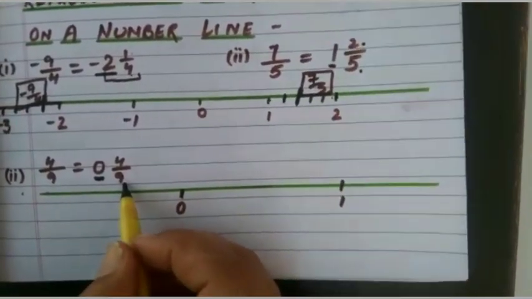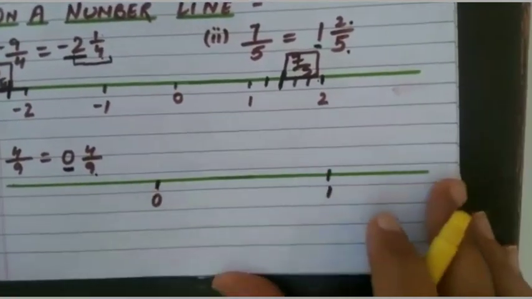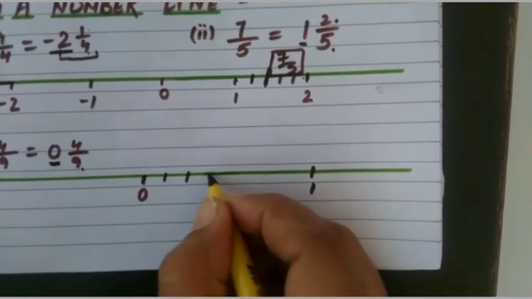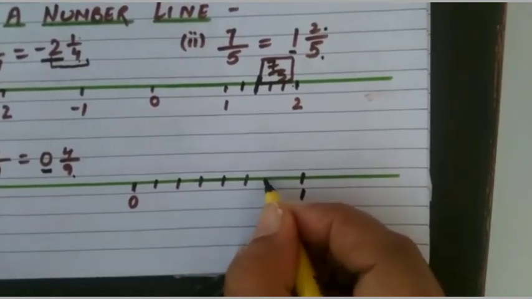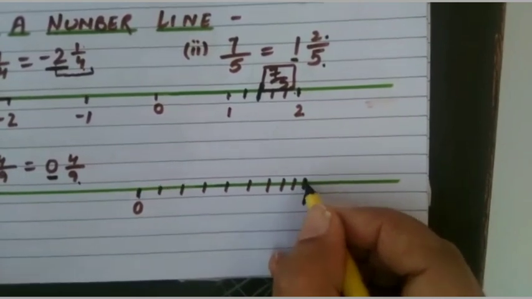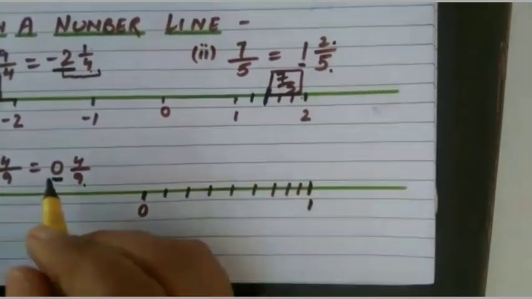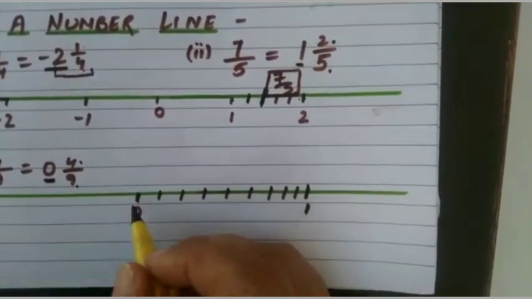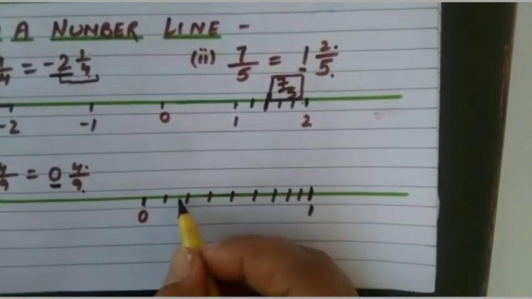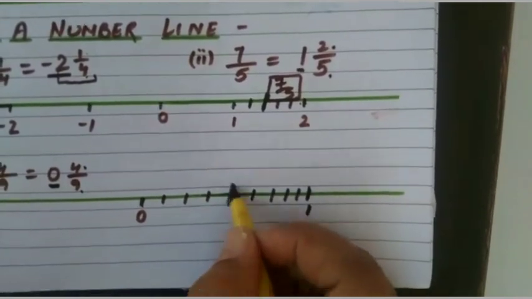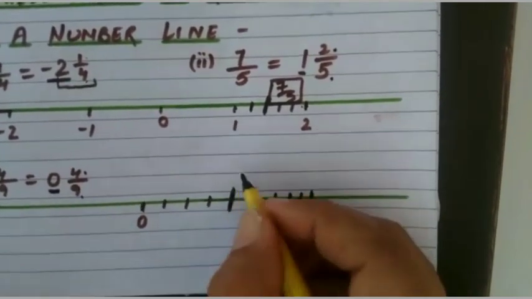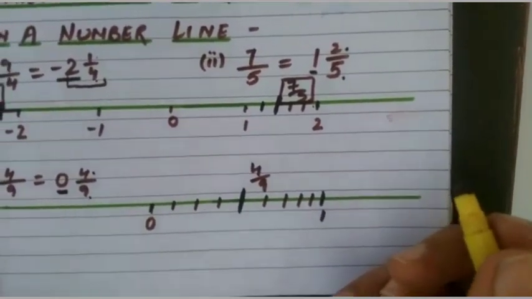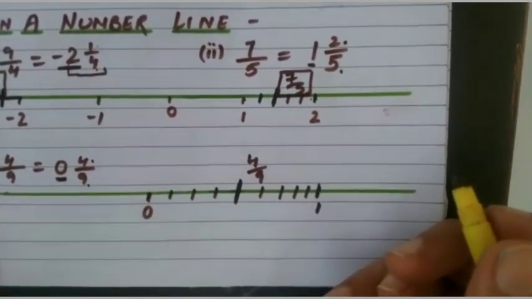And now this denominator will tell us that we have to divide this portion into 9 equal parts. So let's start. 1, 2, 3, 4, 5, 6, 7, 8 and 9 parts. And this 4 tells us that our rational number will be on the first, second, third and fourth part. So here you will represent 4/9. So this was all the representation of rational numbers on the number line.